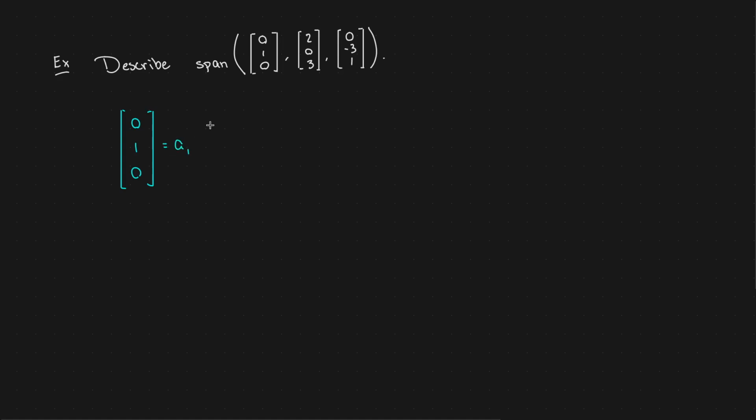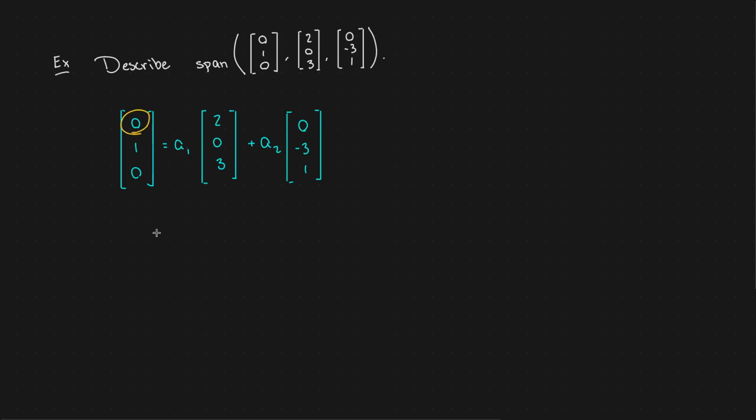We think about this as a linear combination of the other two vectors. Is it possible? Can I find scalars a1 and a2 to make this work? Okay. So I gave you a brief explanation, but let's talk about it a little further.